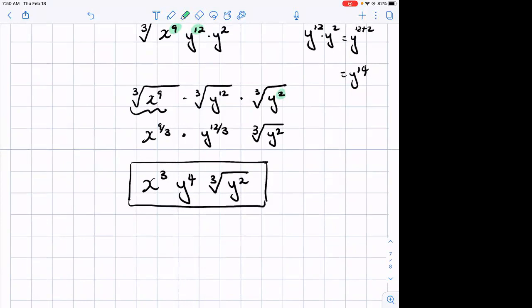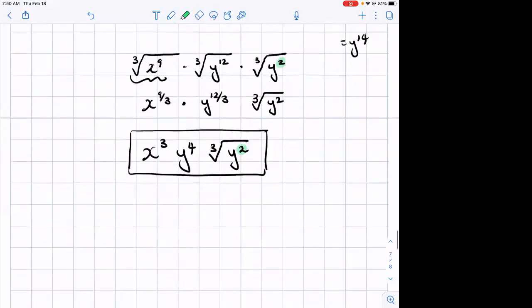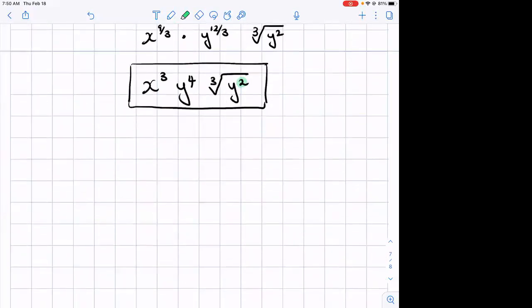As always, check if this can be simplified further, or if the power is divisible by the index, 3 in this case. Okay. So you want to make sure you always look at this at the end to see if you can simplify further.